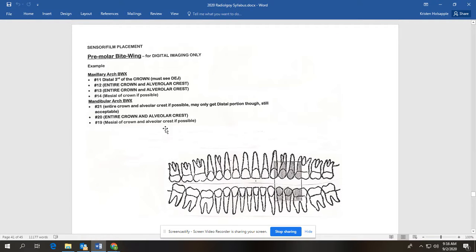The premolar bitewing, so this is for digital. When you're doing digital, you're just going to want to make sure that on the top, you're going to have the distal of the canine, and then the first premolar, second premolar. On the bottom, you're not going to get that canine, because remember, we're doing digital and it's really hard. So on the bottom, I'm not as worried about the canine. You have to have the canine on the max.